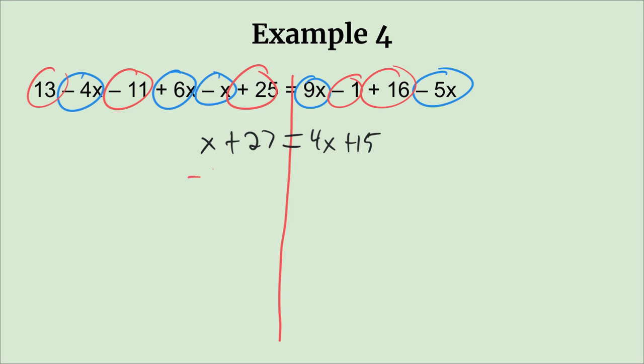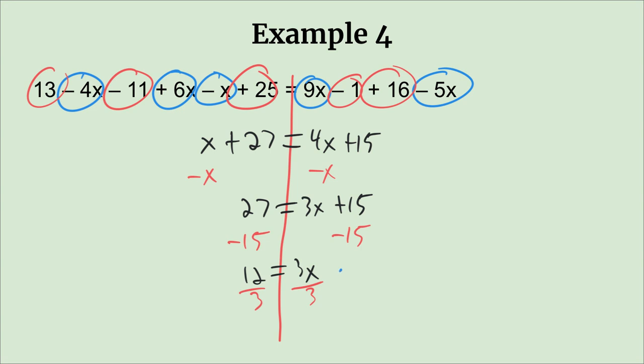Subtract x from both sides. So we get 27 equals 3x plus 15. Subtract 15 from both sides. We get 12 equals 3x. And then I think last slide, I divided both sides by 3. I went like this, which is the same as multiplying both sides by 1/3. So you can show it either way, but knowing that dividing by 3 is the same as multiplying by 1/3 is an important idea in math that will come up later on. So that's why we're showing it that way as well. So here we get x equals 4.